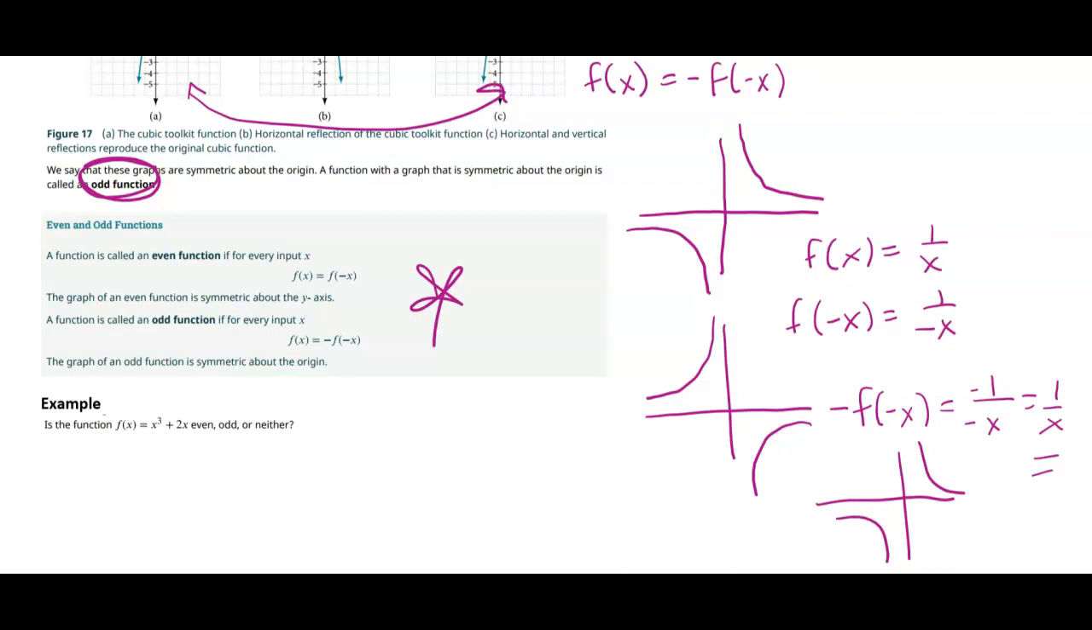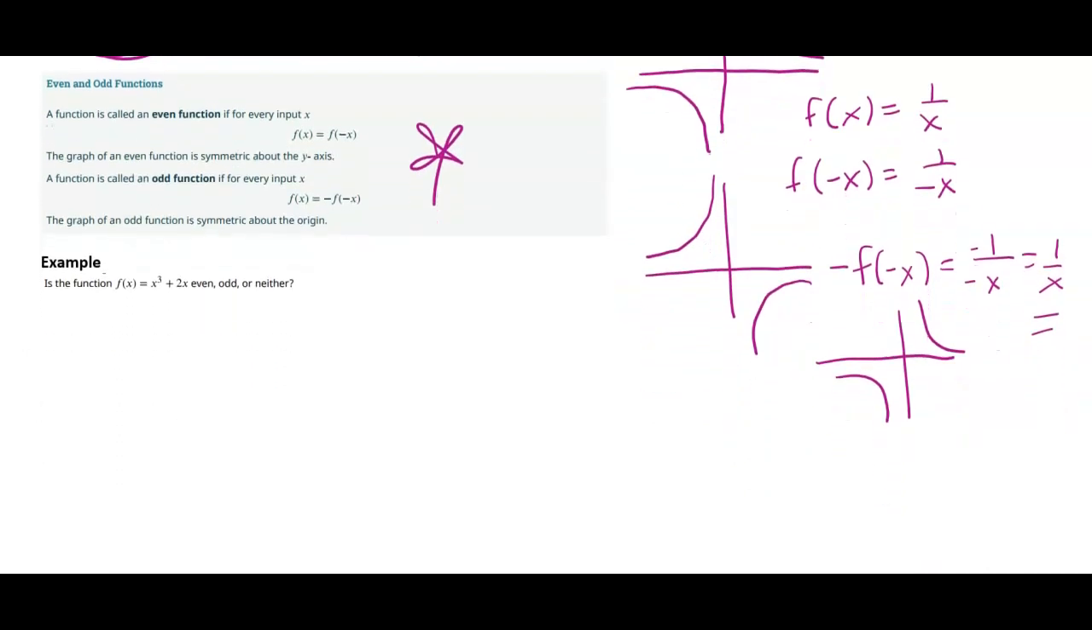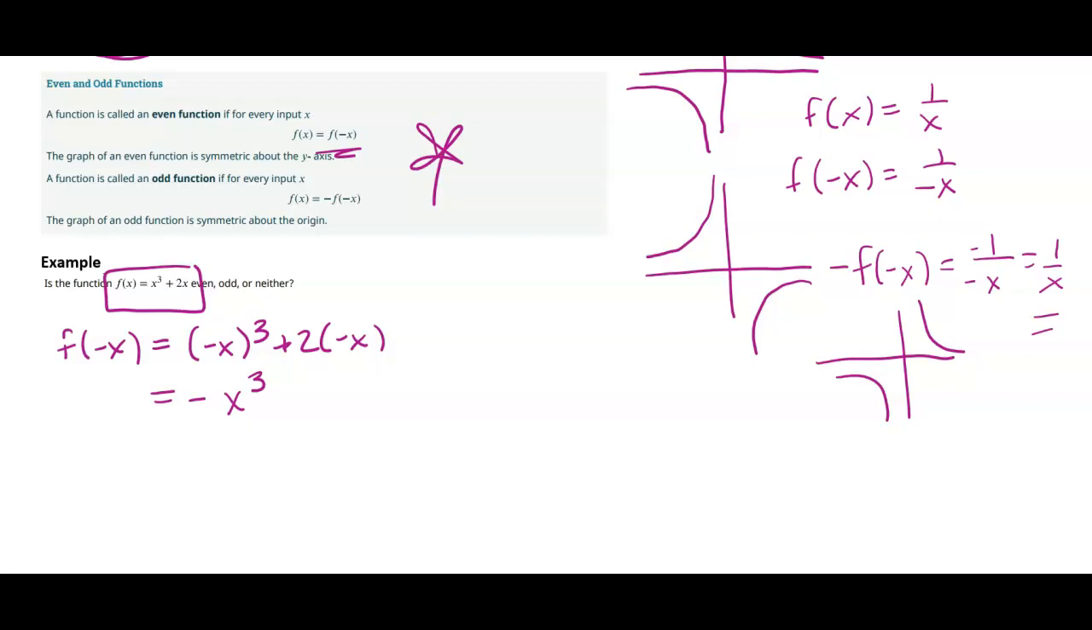All right, so here's an example. Is this function even, odd, or neither? This is my f of x. Let's plug in f of negative x and see what happens. Everywhere I see an x, I plug in negative x. Negative x cubed gives me negative x cubed. 2 times negative x gives me minus 2x, and that is not the same as the original function. So this is not going to be an even function.